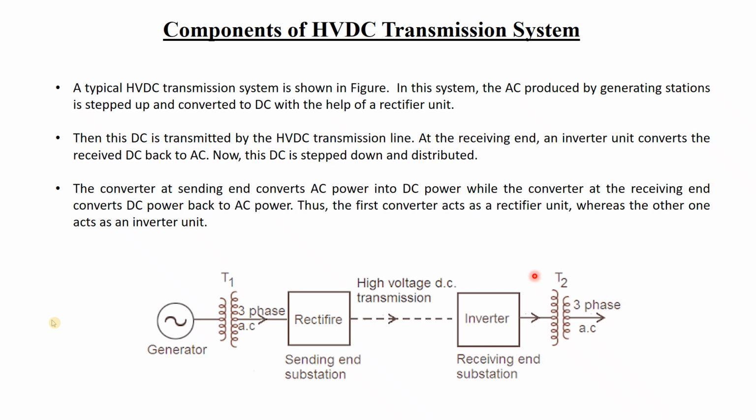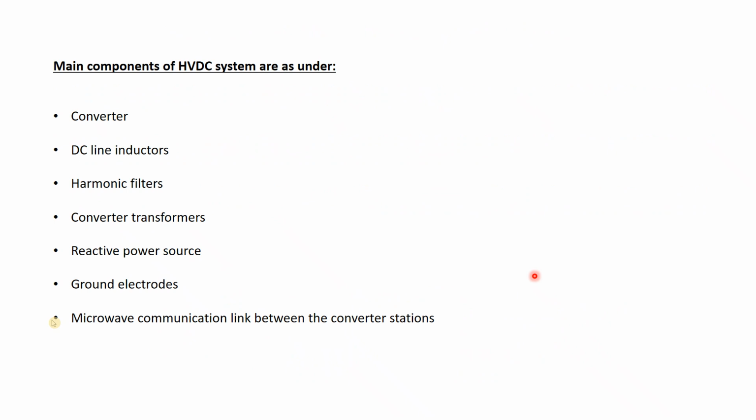Okay, the converter at the sending end converts AC power into DC power, while the converter at the receiving end converts DC power to AC power. Thus, the first converter acts like a rectifier unit, whereas the other one acts as an inverter unit. Okay, so this is the basic concept of HVDC transmission.